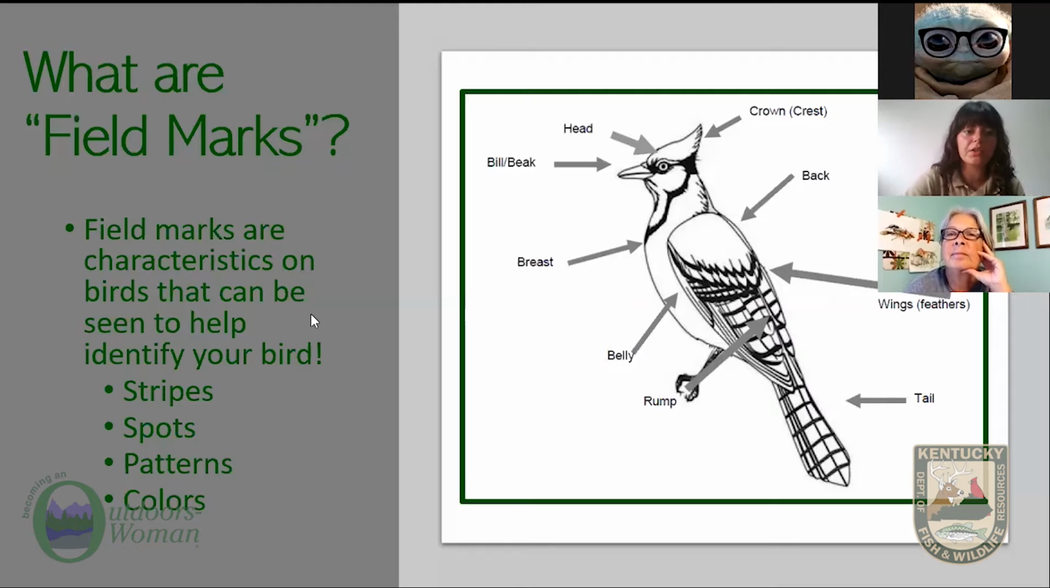So your field marks are just characteristics that can be seen. There's just stuff you can quickly see and write down or mentally take a note of. So stripes. Maybe your bird has stripes on its belly or breast. Maybe it's got a barred pattern that goes down its breast. Spots. Certain birds have spots on their wings or on their belly or on their back. Colors. Colors are a big thing. We'll go over that in a minute. But color is a big part. And it may not all be one color. It may be multiple colors, so take note of all of those.